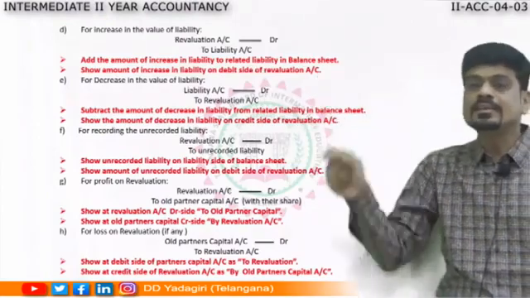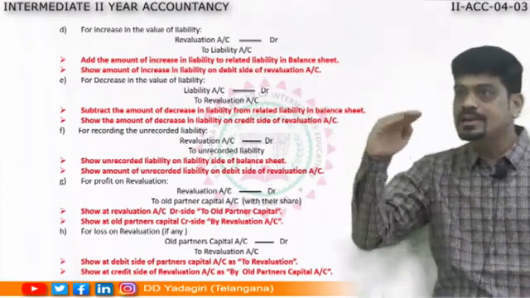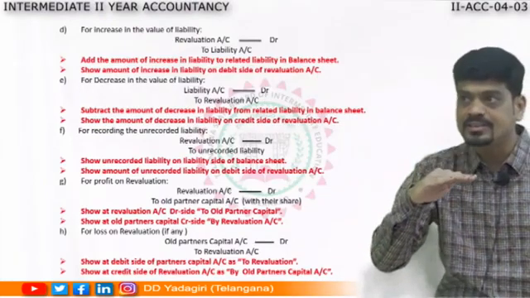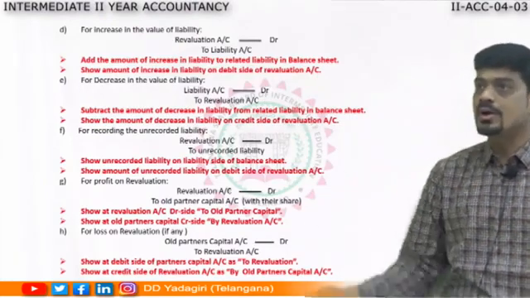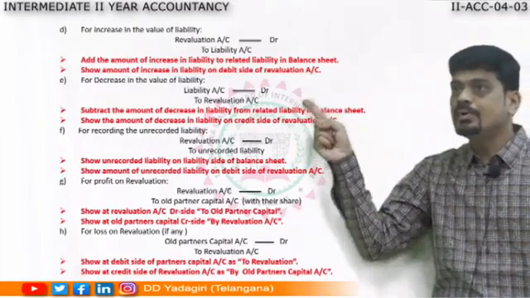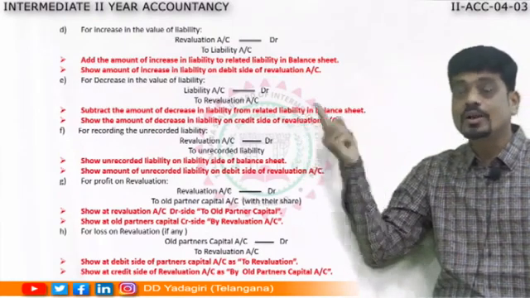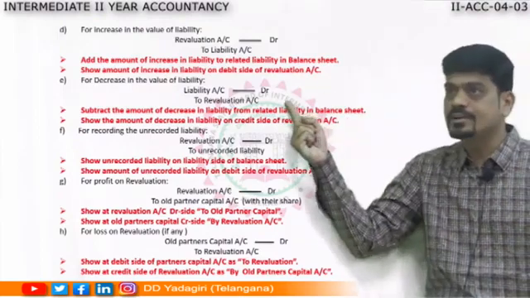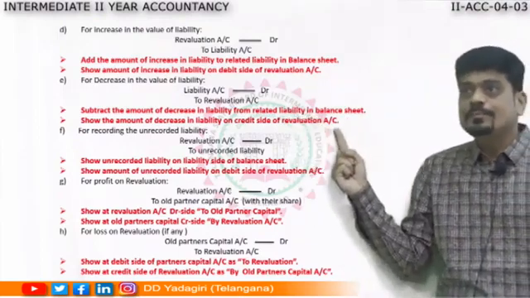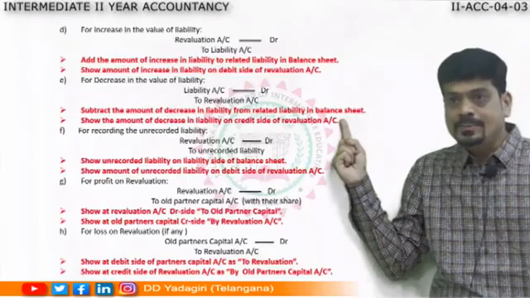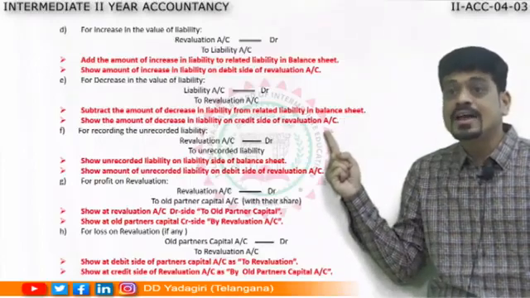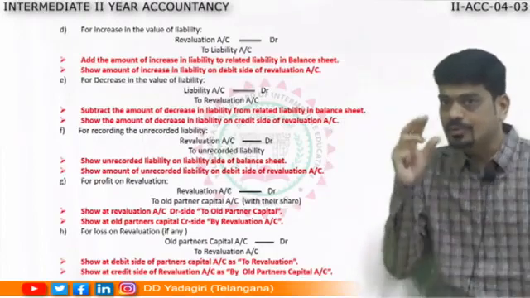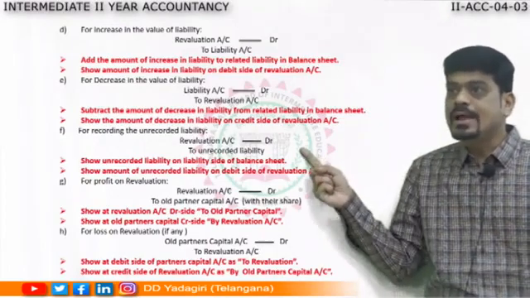Like the decrease in liability. When a liability is reducing, if at all any liability decreases, how are we going to account for it? Then liability account debit to revaluation. Already the liability shows a credit balance, so it is reduced. So we are debiting. Then the effect: subtract from the related liability and show on the revaluation account credit side. Only that particular amount. Then unrecorded liability.